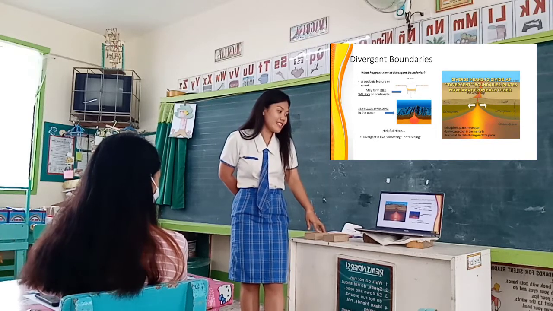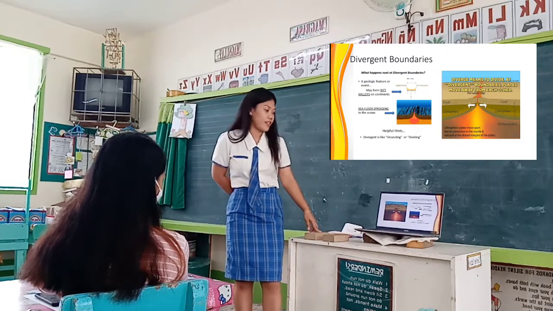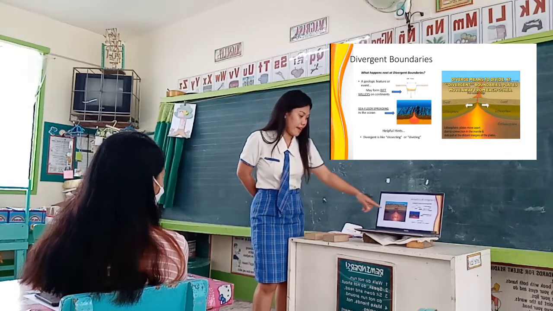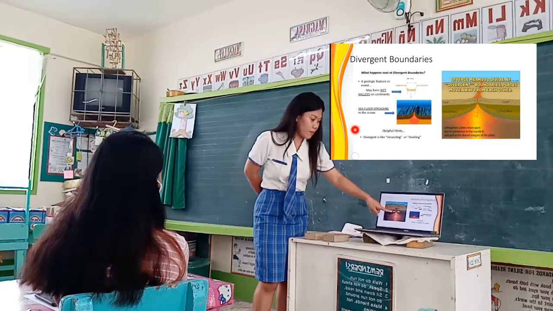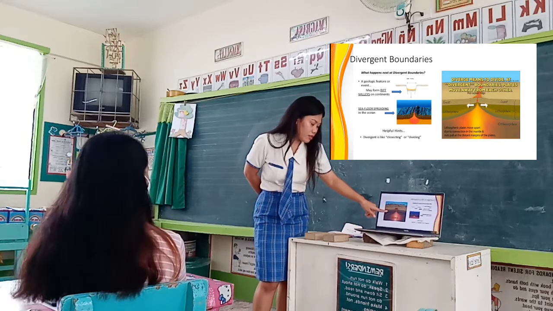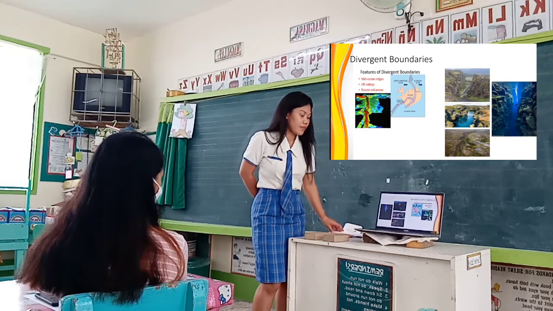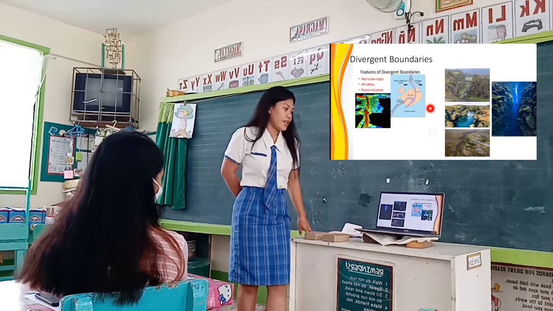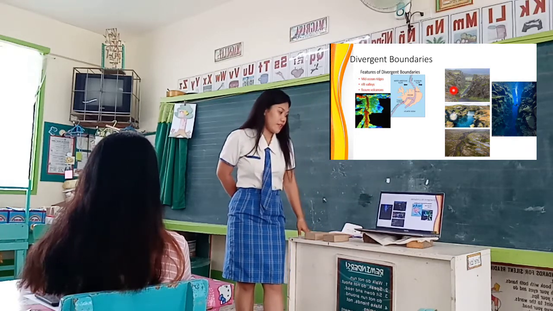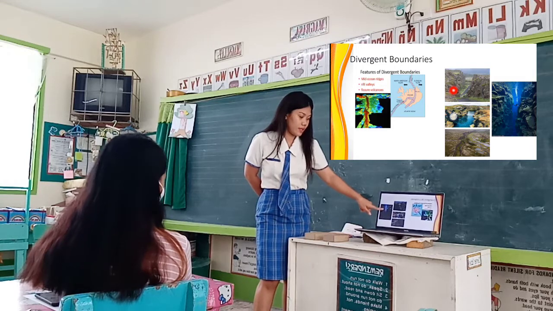Here is a helpful hint. Divergent is like dissecting or dividing. You see here in the GIF, diverge means to divide, right? Here are the two plates moving away from each other, and it will form a mid-ocean ridge. Yes. The features of a divergent boundary: it will form mid-ocean ridges, rift valleys, fissures, and volcanoes. Here is the example, in the ocean here.